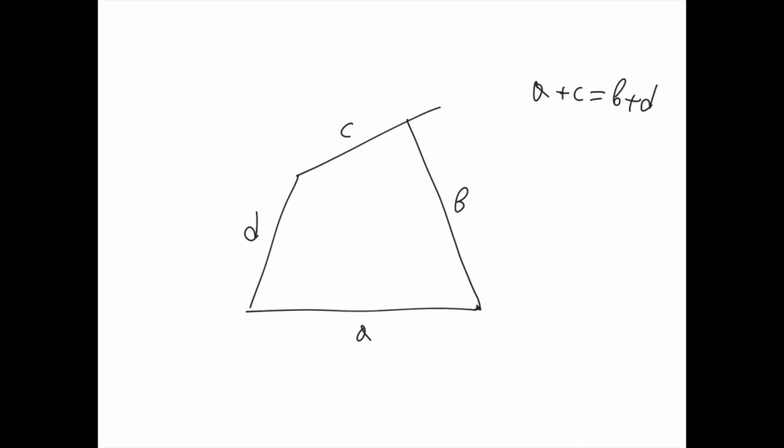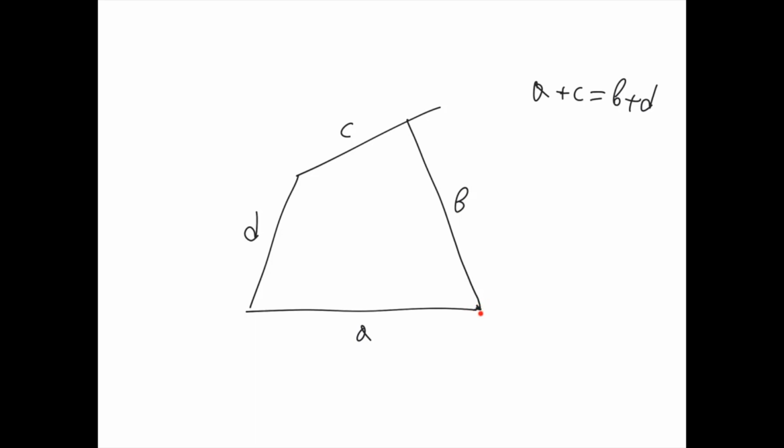Firstly, let's notice that A and C can't be the two larger sides of the four, because then A plus C will be strictly larger than B plus D. And same thing applies for B and D. They can't be the two largest because of this equality. And so the two largest sides must share a common vertex.